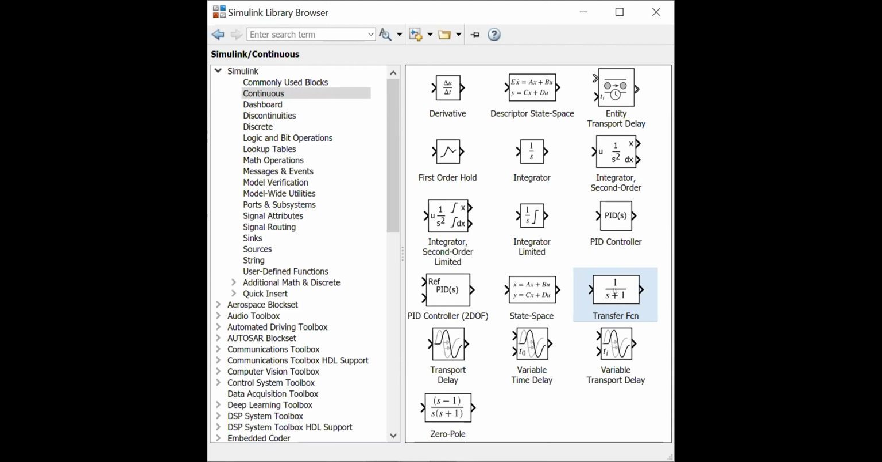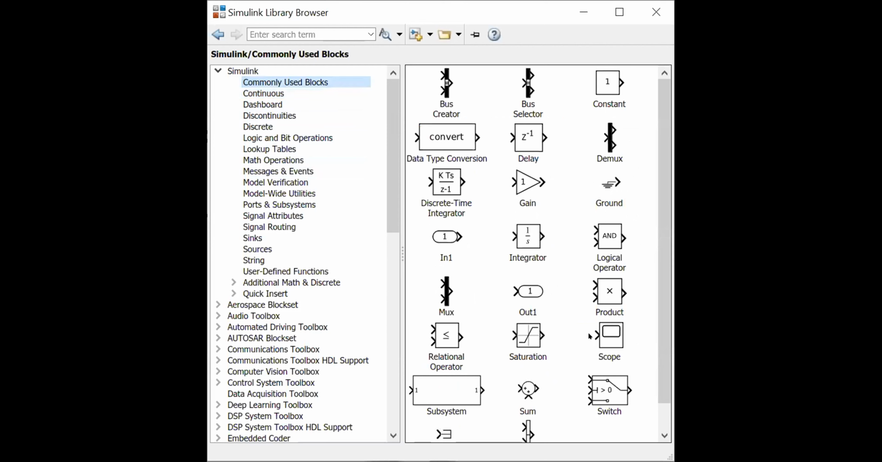Next thing, we are going to need some more things. So go to commonly used blocks and then grab scope. So you see here, scope. This is just to display the response. Then you would see a constant. Drag that constant onto your canvas.